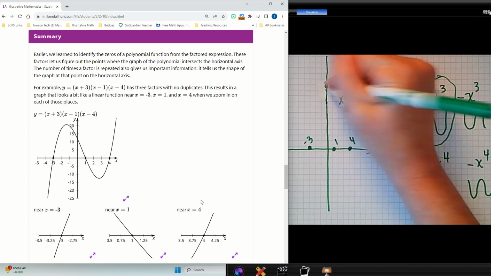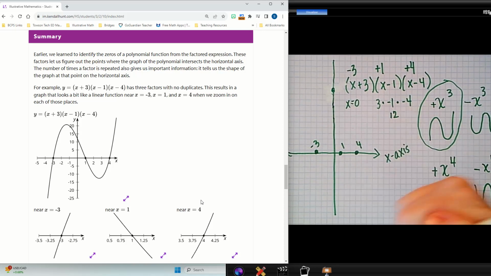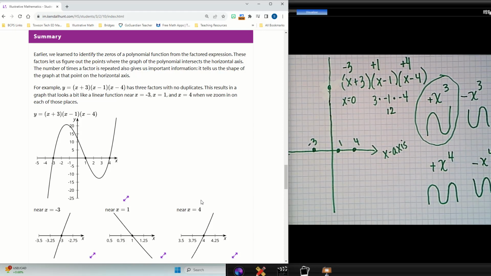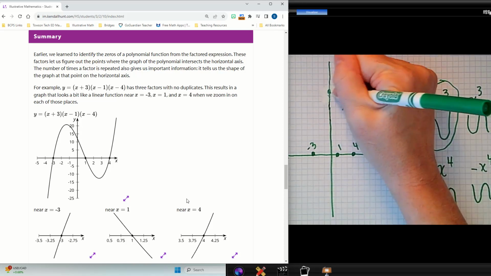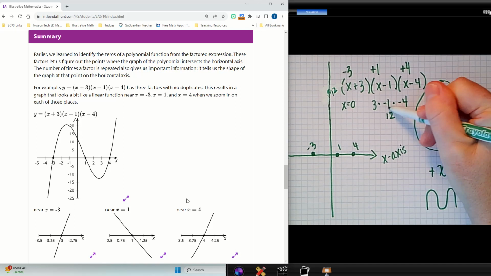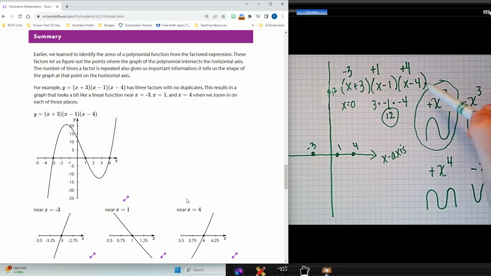Now again, this would be like a sketch, right? So you might not even have graph paper. Like this white, there's no graph paper here. So you could guess, you could kind of estimate. So this is my 12. That's how I got the 12, by just making x equal to 0 and then multiplying straight across. 3 times -1 times -4.